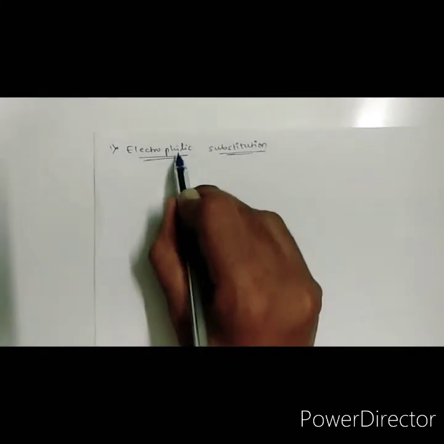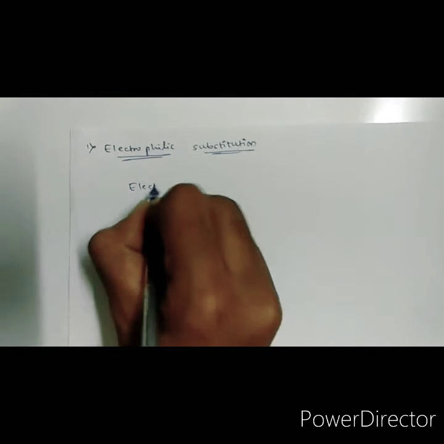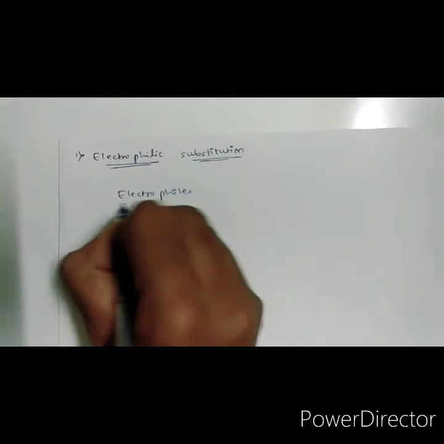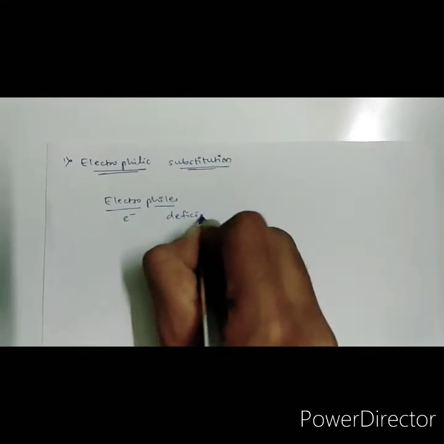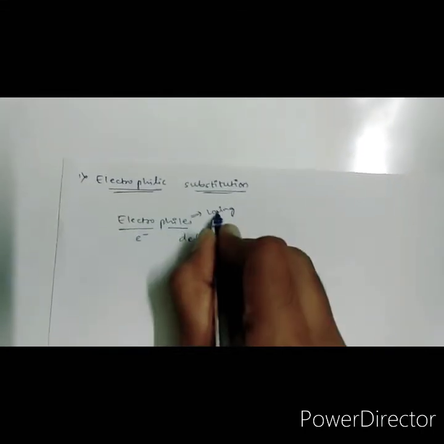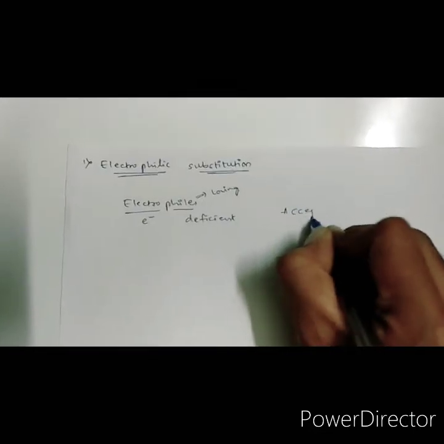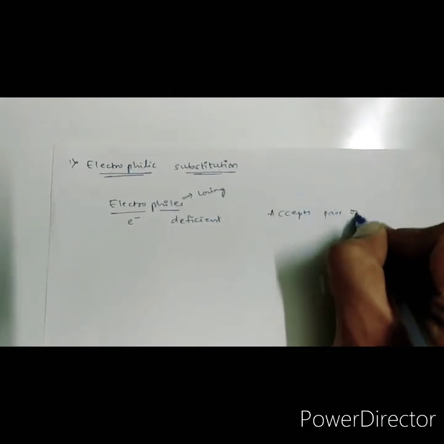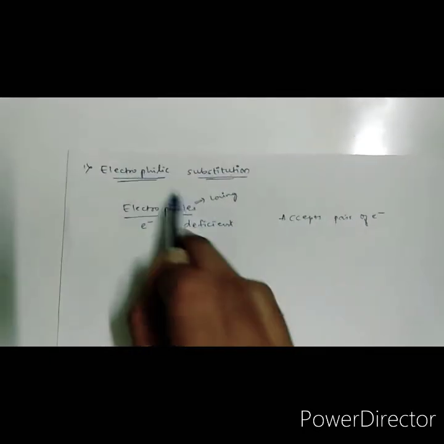So starting with the first reaction, that is electrophilic substitution reaction. So now what is an electrophile? Before starting with the electrophilic substitution reaction, we need to understand what electrophiles are. Electro and philes, as the name defines, these are electron deficient species. Philes means loving, that is, electron loving species. Indirectly, it is an electron deficient species that can accept a pair of electrons. Thus they are known as electrophiles.